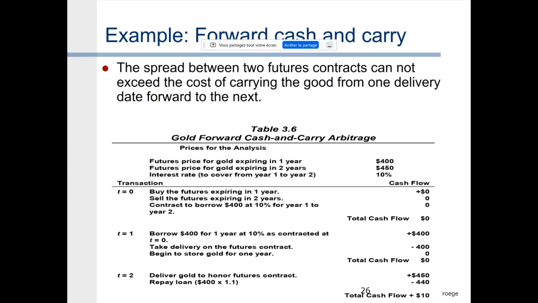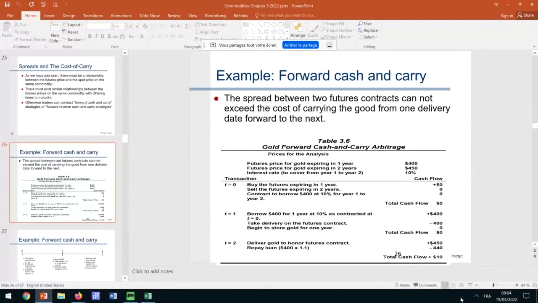It proves that it's not only the difference between the spot and the futures prices that are constrained, if you want, by the cash and carry strategy. Also, the differences between two futures prices are constrained by cash and carry strategies. So if you have a flat curve, but then you have a kink, then you can carry out these kind of strategies.